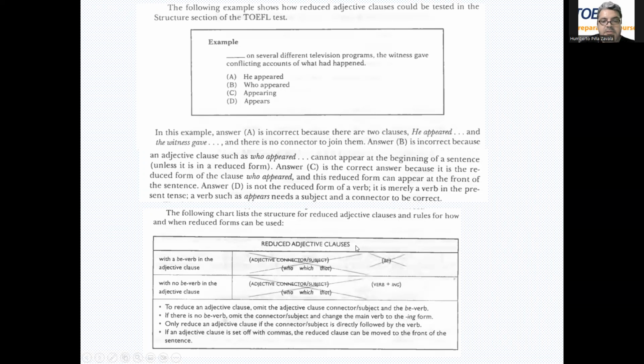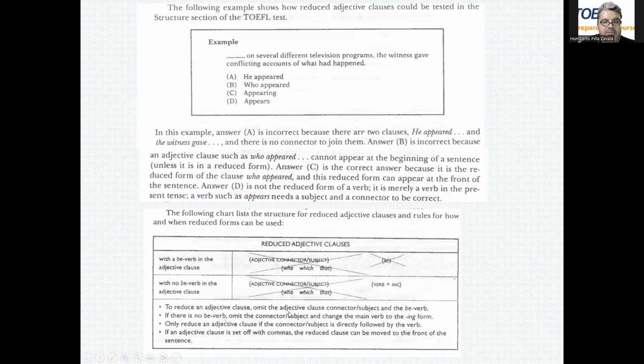Okay, reduced adjective clauses with a be verb in the adjective clause. We've got which is, which are, that is. So we eliminate the adjective connector, subject, and the verb be. If there's no verb be in the clause, again, we omit the adjective connector and subject, and the main verb is changed to the ing form.